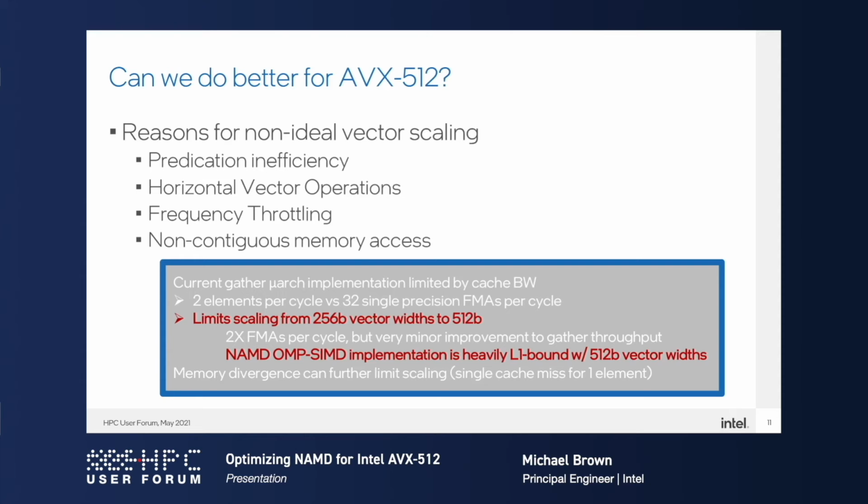This can limit scaling from 256-bit vector widths to 512-bit. We get twice as many FMAs per cycle, but only a marginal improvement in the gather throughput. And as a result, the NAMD OMP SIMD implementation is heavily L1 bound with 512-bit vector widths.